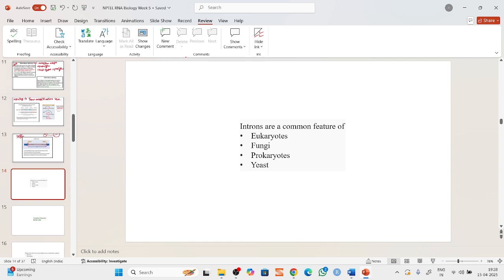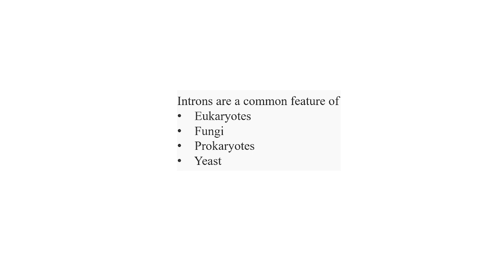Next, now we'll come to some questions again. The first question is, introns are a common feature of: A. Eukaryotes, B. Fungi, C. Prokaryotes, and D. Yeast. Tell me the answer.